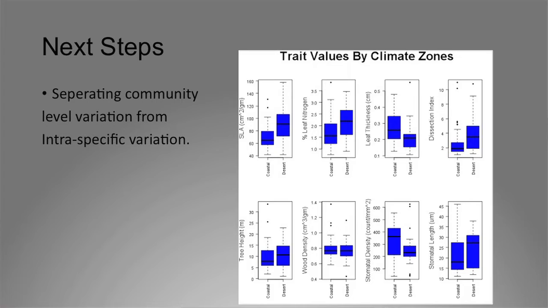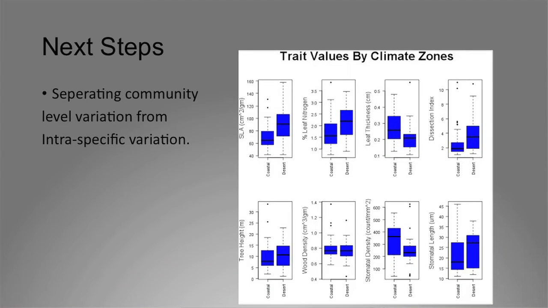One, you could look at this and say, well, obviously, you see a higher increase in specific leaf area in the mean values, but also the range into the desert. Same with leaf nitrogen. You see an opposite for leaf thickness. You see these trends happening. Again, wood density, bupkis.